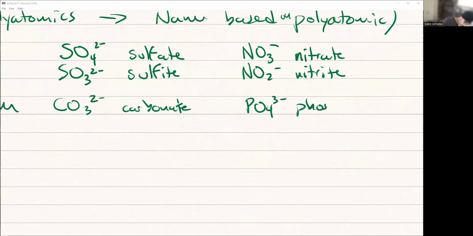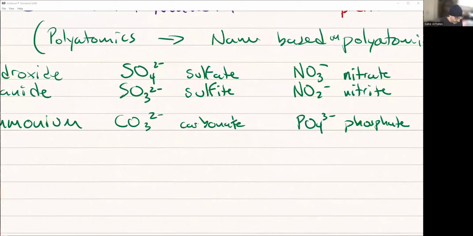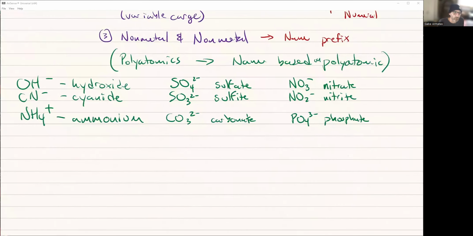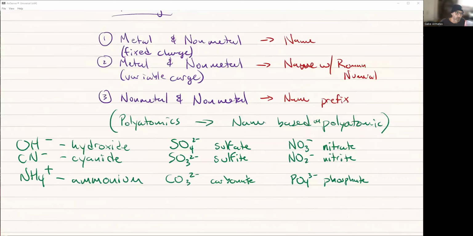Phosphate. Okay, I'm pretty sure that's the list that I provided in class. Those are the basic, simple ones, the ones that you need to know. In fact, I'm probably going to provide those, so we're just going to have those names available. So these are the three different naming schemes. And let's talk about these two concepts of a variable and fixed charge.